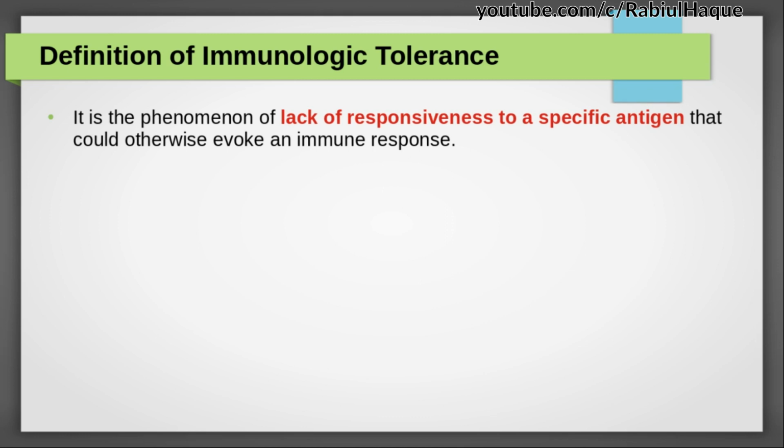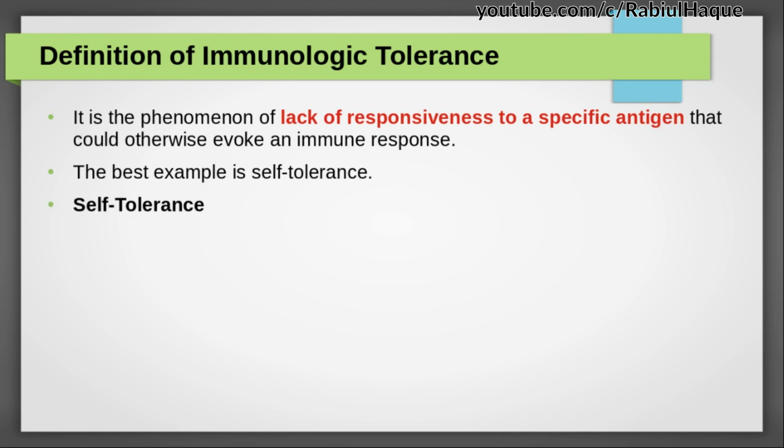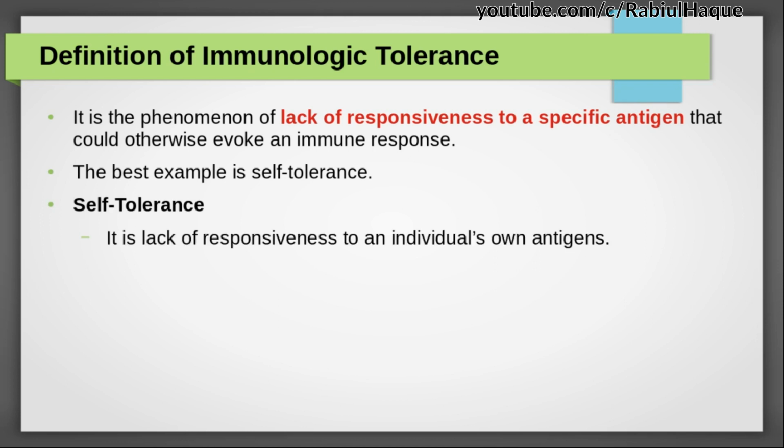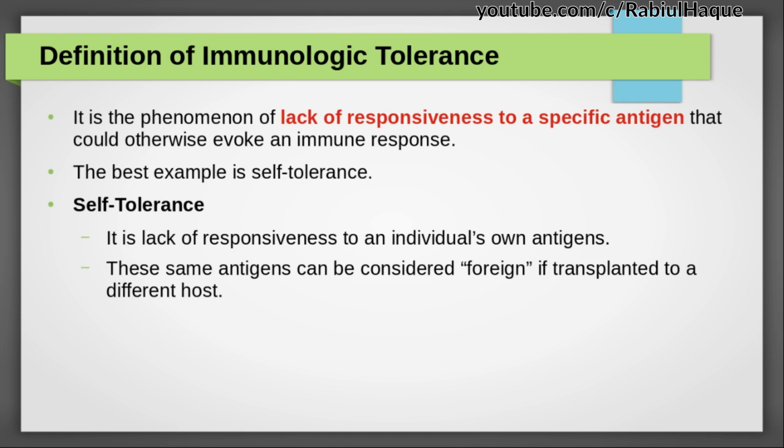Now let's explain this definition, and we will explain this with the best example of immunologic tolerance, and that is self-tolerance. Always remember, self-tolerance is the lack of responsiveness to an individual's own antigens, and these same antigens can be considered foreign if they were transplanted to a different host.